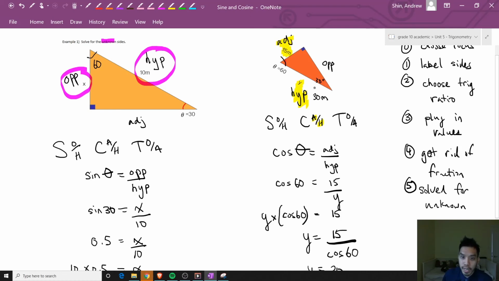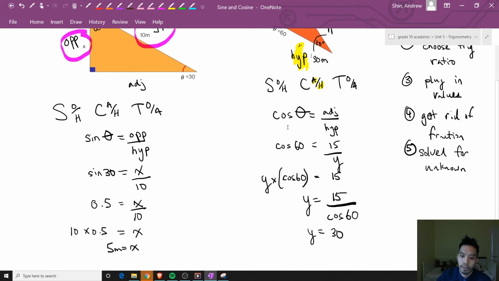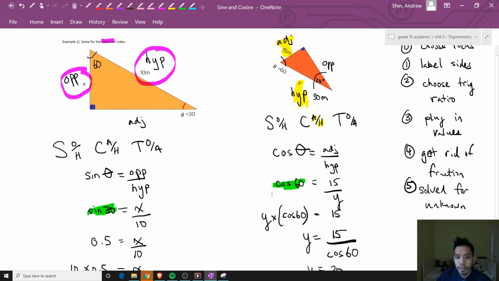Remember, if I were to change this to be my focus angle, this now becomes my opposite. And this opposite, if this is my focus angle, is actually half the hypotenuse. So there's something very interesting happening that I need you guys to think about. Sine of 30 and cosine 60 are kind of related. Now, that's higher level thinking.